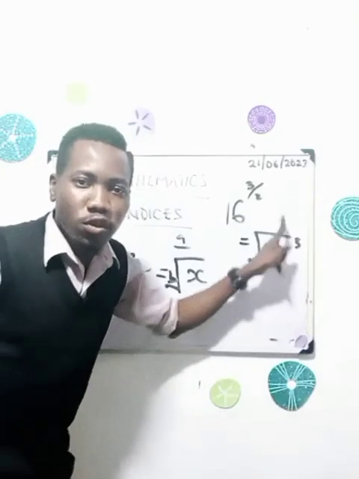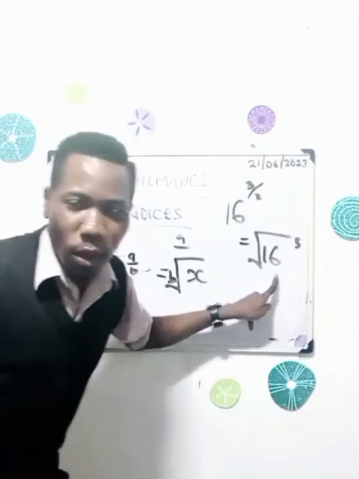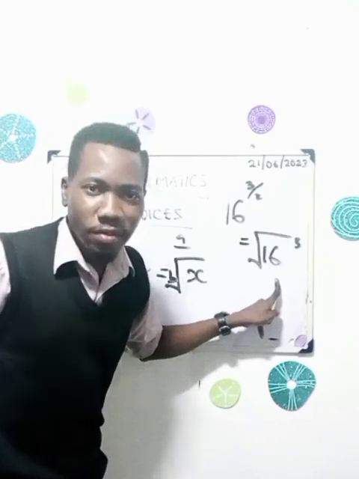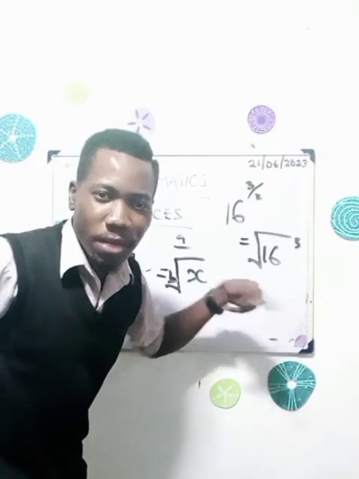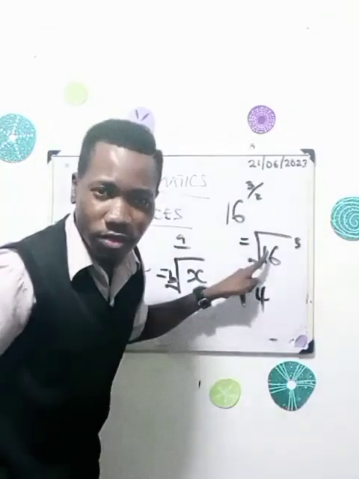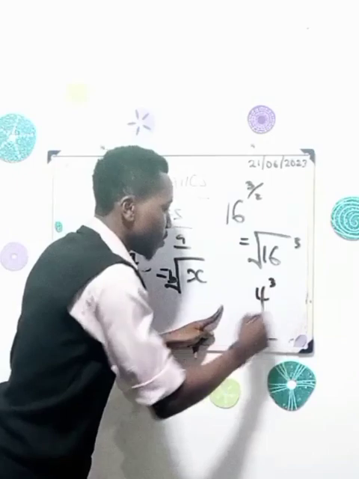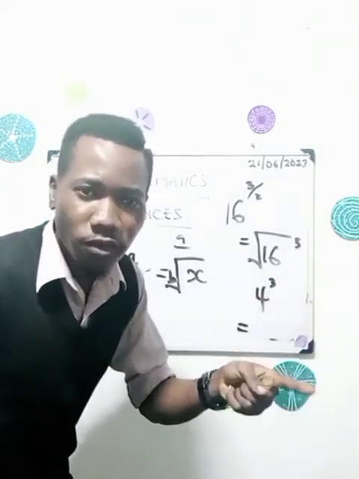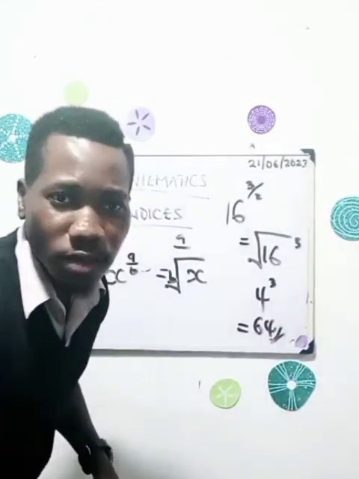Yes, it's square root. So it becomes square root of 16 raised to the power of 3. So what is the square root of 16? The number that multiplies itself to give us 16. That's 4, because 4 times 4 gives us 16. Square root of 16 is 4. Now 4 raised to the power 3 means 4 times 4 times 4. 4 times 4 is 16. 16 times 4 is what? 64. Alright? That's the answer to that one.